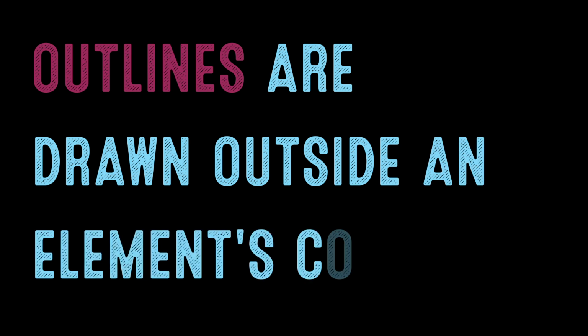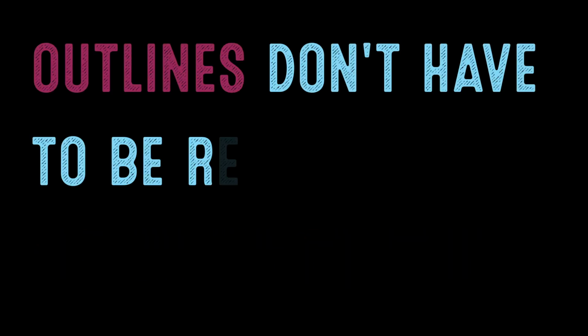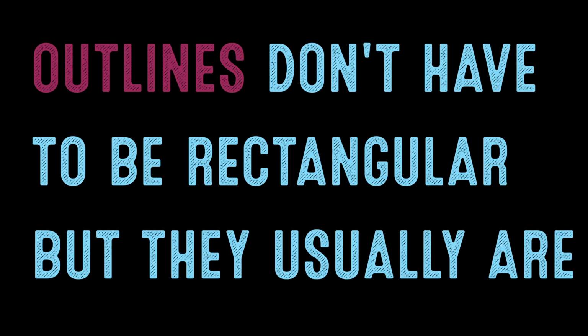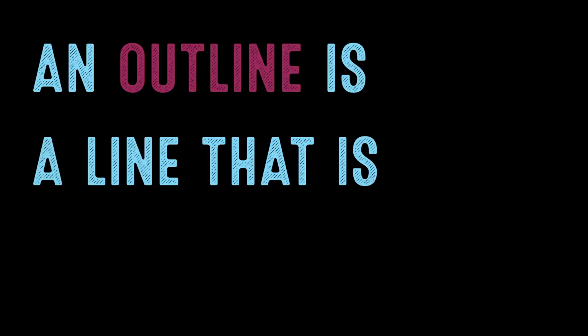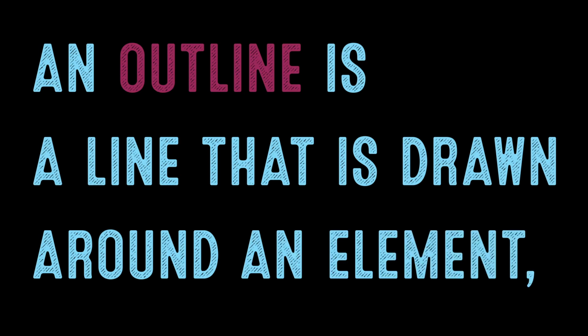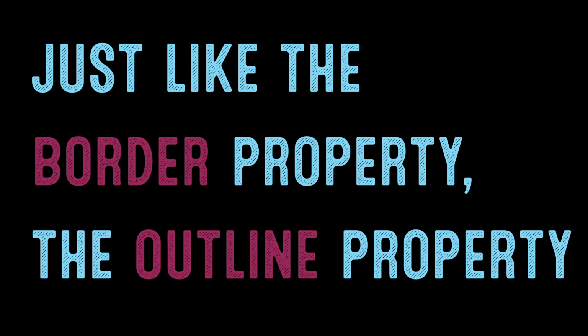Outlines are drawn outside an element's content. Outlines don't have to be rectangular, but they usually are. An outline is a line that is drawn around an element situated outside the border, whose purpose is to make the element stand out. Just like the border property, the outline property has a shorthand.